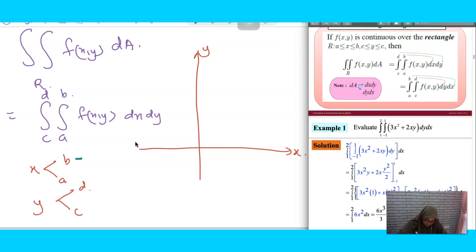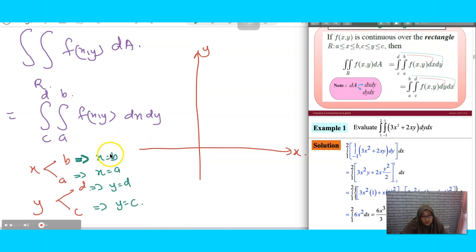So from here, you can rewrite that into equations: x equal to b, and this one x equal to a, and similarly y equal to d, and this one y equal to c. If you have x equal to b, what does the curve look like? Let me give you an example. If I have x equal to 1, what does the curve look like on the xy plane? It should be a straight line, right? So in this case, let's say the line x equal to b.